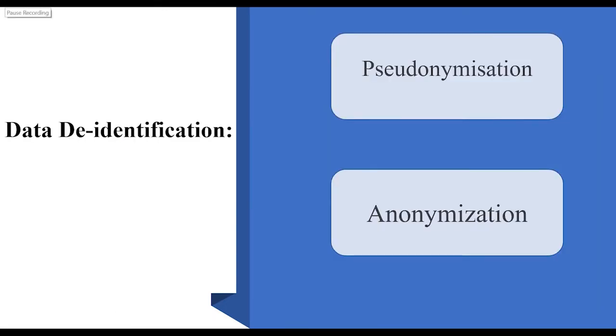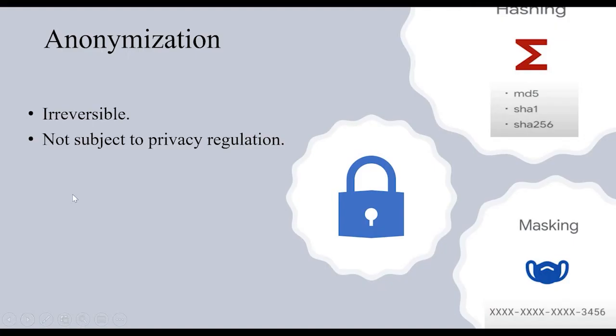There are two methods for data de-identification: pseudonymization and anonymization. Anonymization refers to the process of data de-identification that produces anonymized data that cannot be reversed back to the original data. Anonymized data is not considered personal data and is not subject to the privacy regulation. The drawback of this method is that there is no mechanism by which the individual's identification can be recovered if needed.